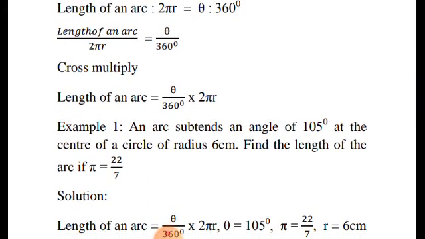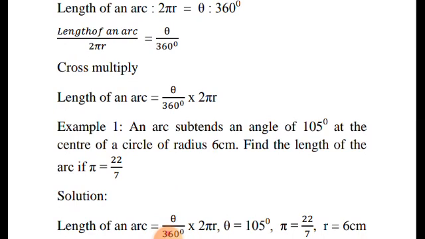Length of an arc is equal to theta over 360 times 2 pi r. Now from the example given to us, there is some salient information that we need to take note of. The first salient information here is theta. The value of theta is given to us to be 105 degrees. Now our pi is also given to us to be 22 over 7.